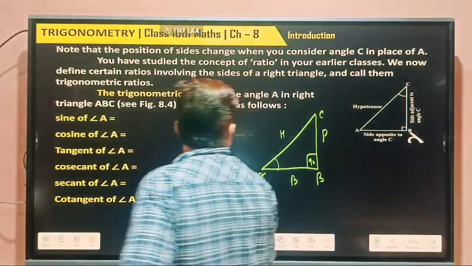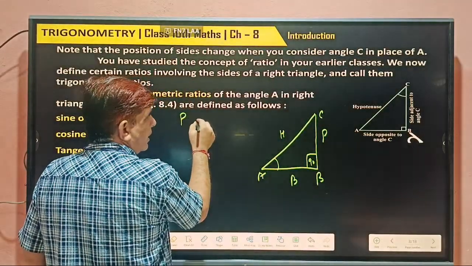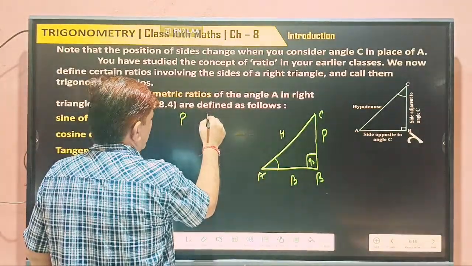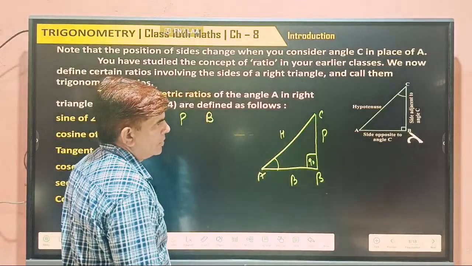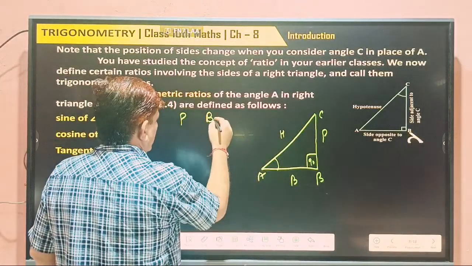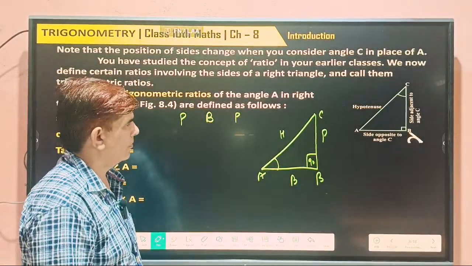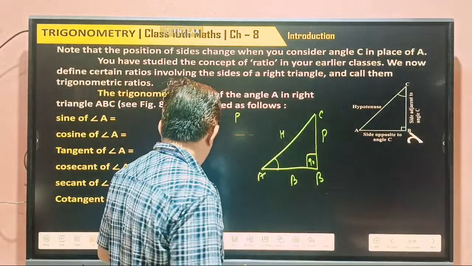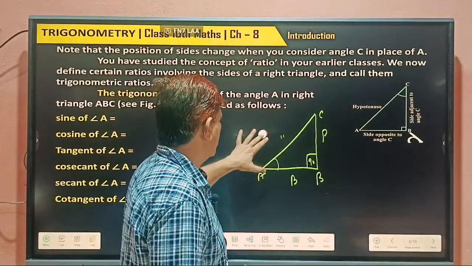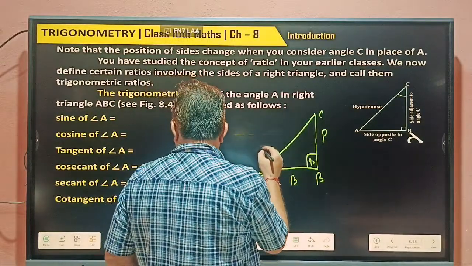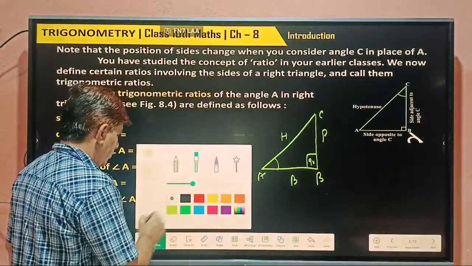Understood? So I have written P, then B, and then H. So try to understand the trigonometric ratio. What ratio is possible? I told you what our ratio is.